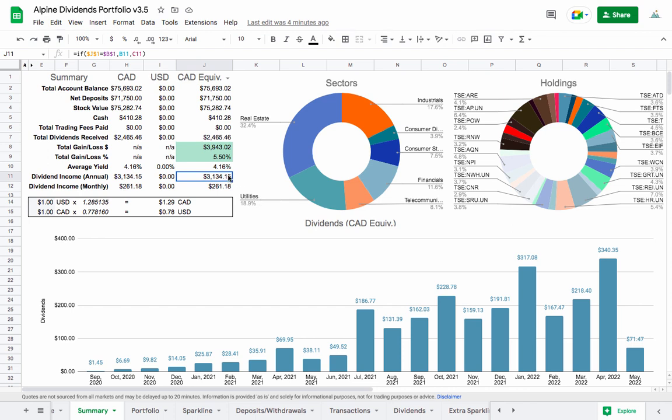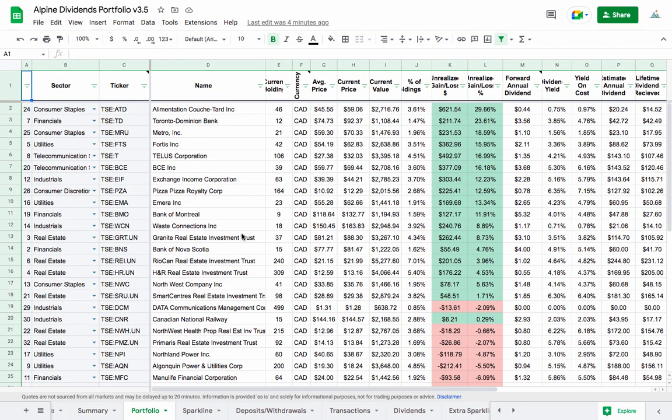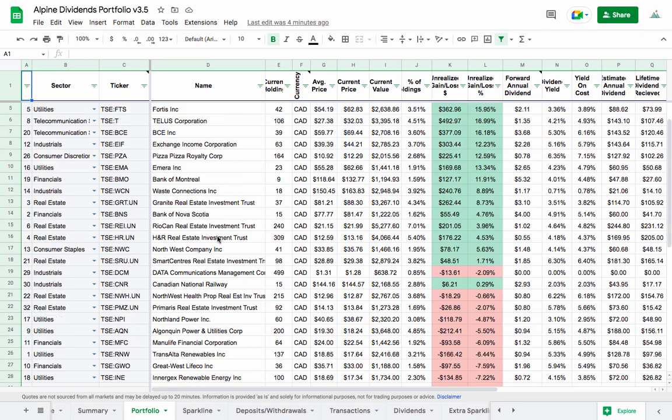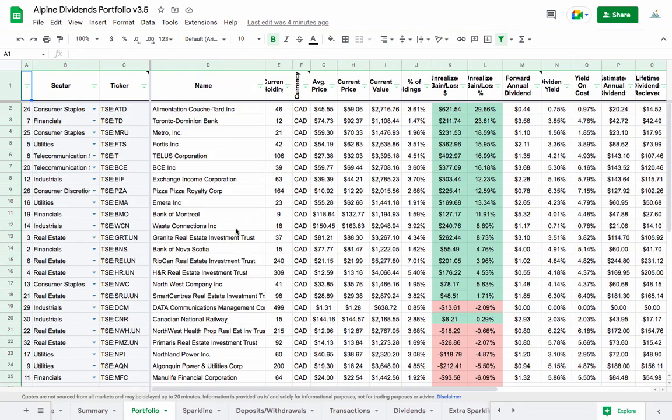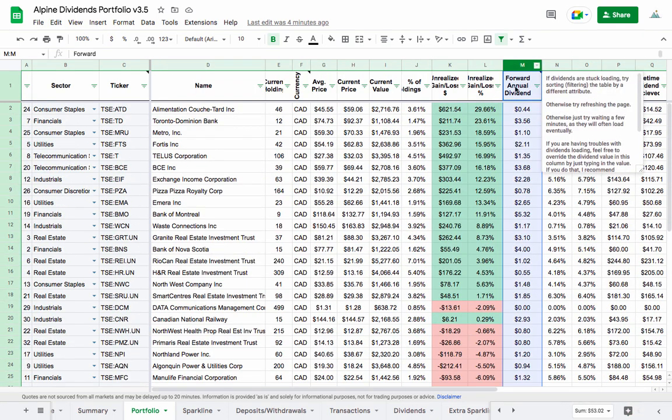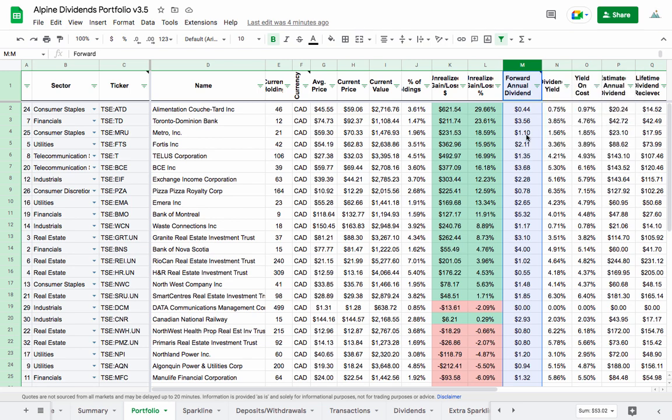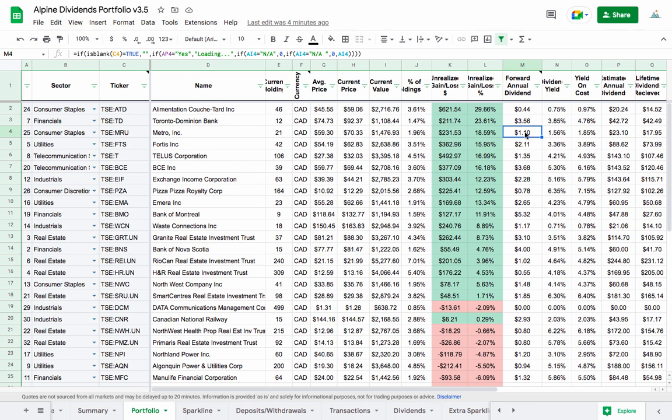This number increases as I buy more and more dividend stocks. But this number also increases when companies just naturally decide to increase their dividend. So for example, in the portfolio tab, we can take a look here at all of my companies that I hold, all of my positions. And this value here is the forward annual dividend. So this is the amount of money per share that each of these companies will pay you per year.